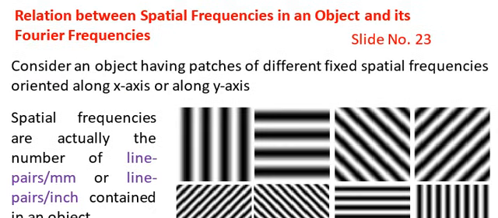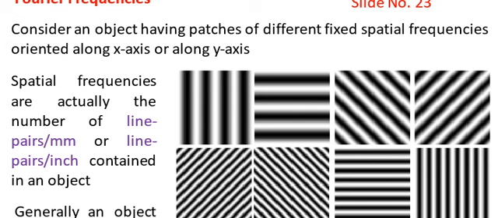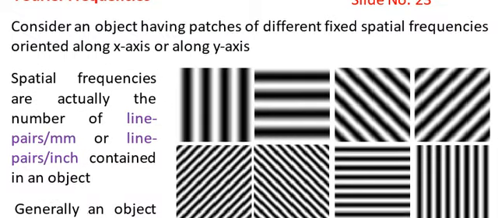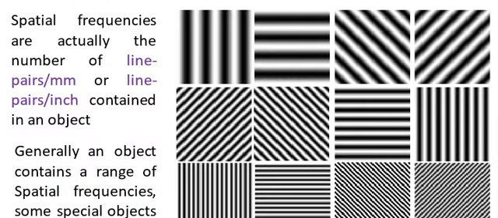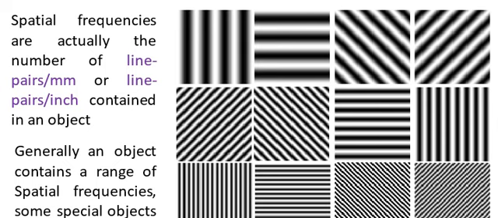Okay, next we want to write down the relationship between the spatial frequencies contained in an object and its Fourier frequencies. Consider an object having patches of different fixed spatial frequencies oriented along the x-axis or along the y-axis. You can see in this figure that we have 4 patches in one row. One patch is oriented along the y direction, another along the x direction, and the other 2 patches are along the 2 diagonal directions.